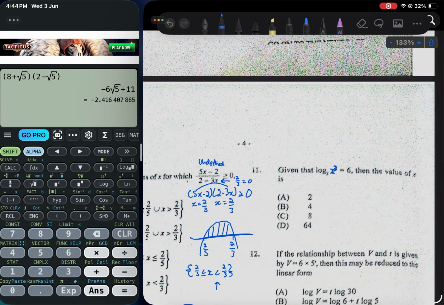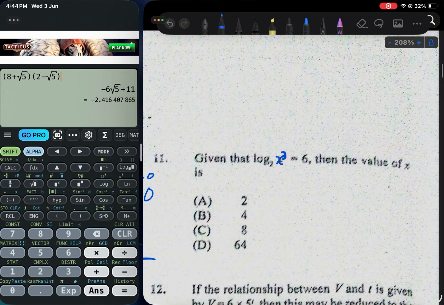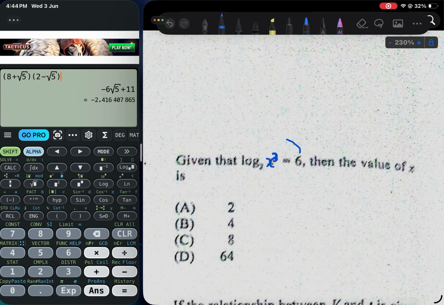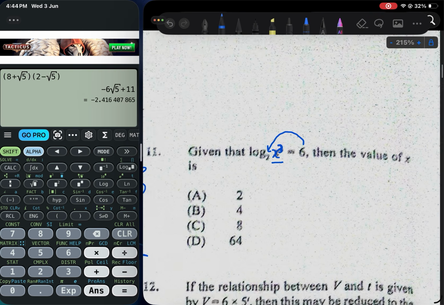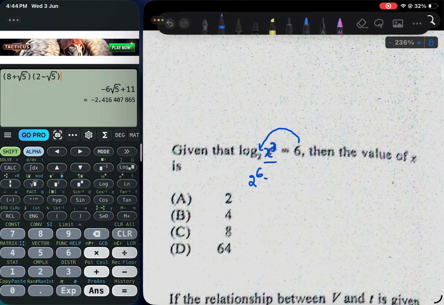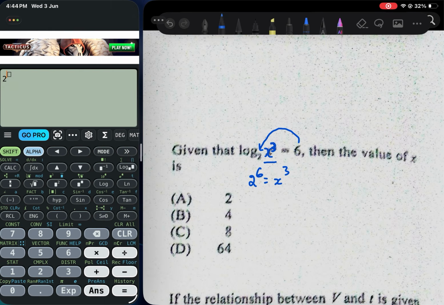Given that log to the base 2 of x to the power of 3 is equal to 6, then the value of x is, okay, we're going to put this into exponential form. So you do that by putting 2 to the power of 6, and that would have to give us x to the power of 3. So 2 to the power of 6 is equal to 64, which is equal to x cubed.